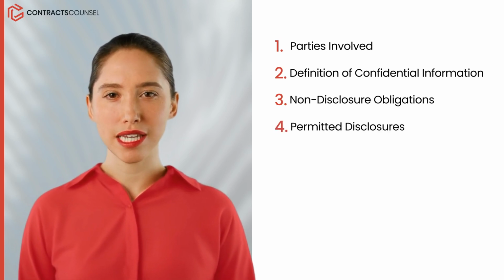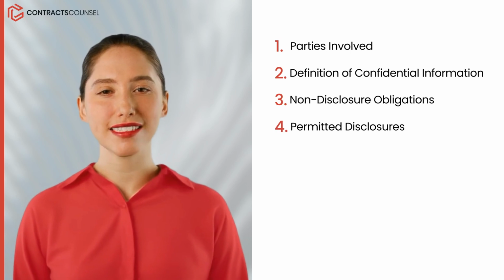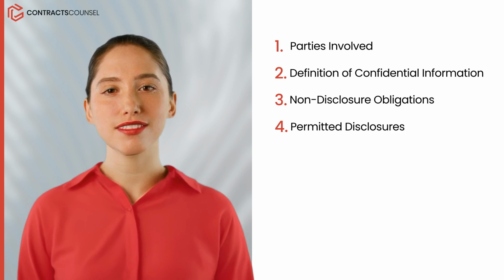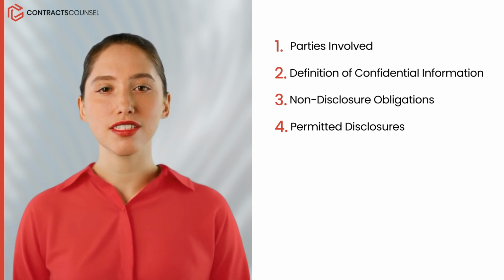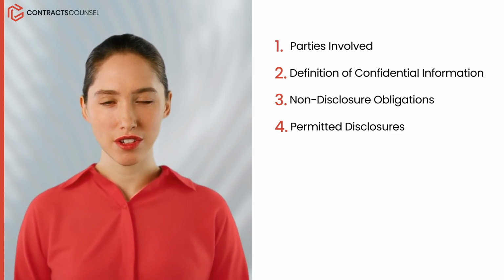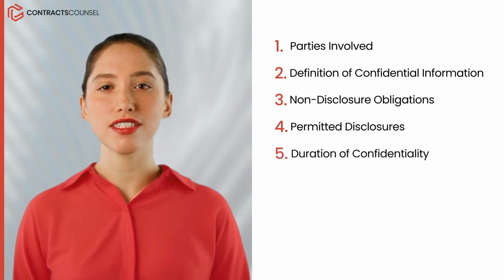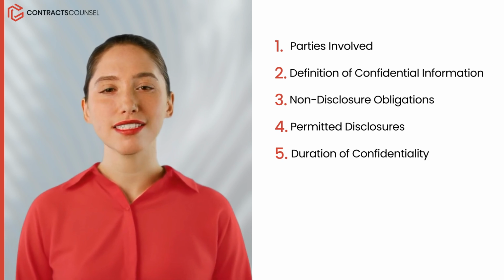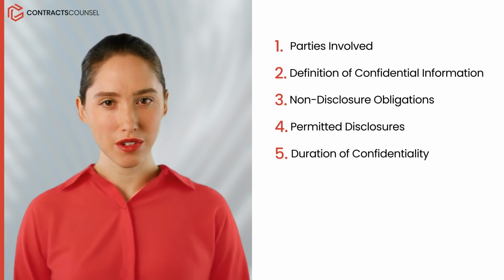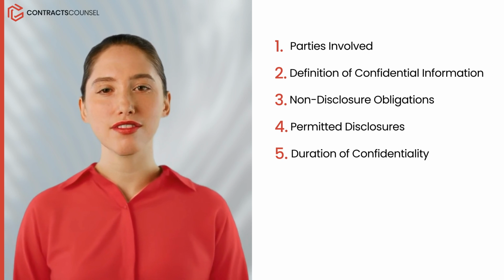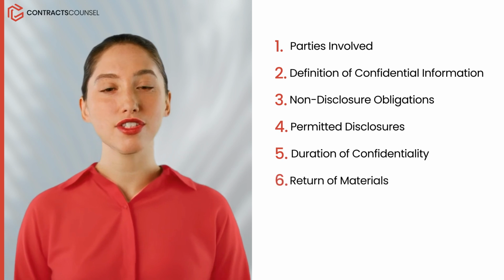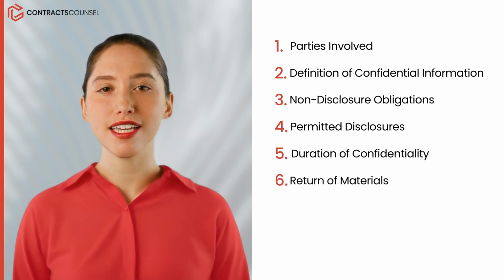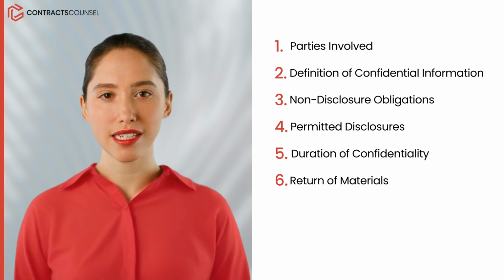4. Permitted disclosures. Check for any exceptions where the employee is allowed to disclose confidential information, such as legal requirements or approved disclosures. 5. Duration of confidentiality. Review the time frame for which the employee is obligated to maintain confidentiality, whether during employment, post-employment, or indefinitely. 6. Return of materials. Ensure the agreement specifies the process for returning any confidential materials when the employment ends.